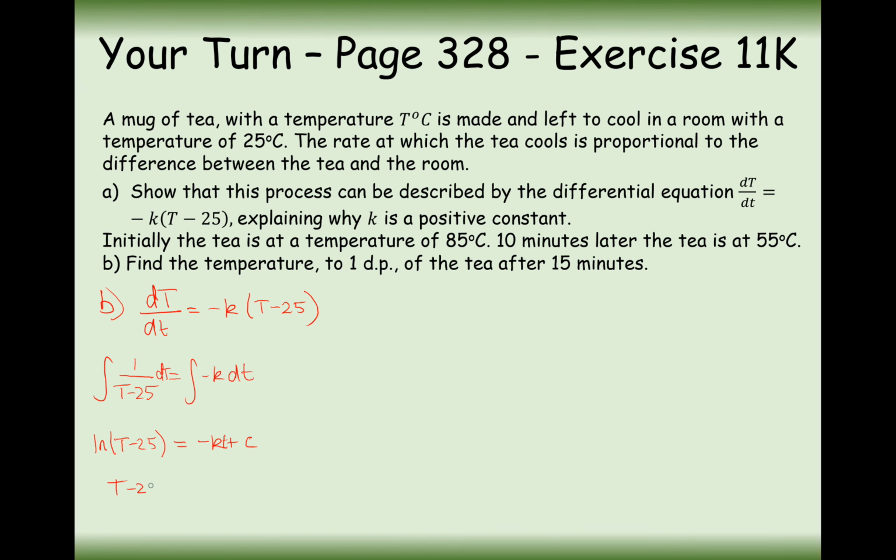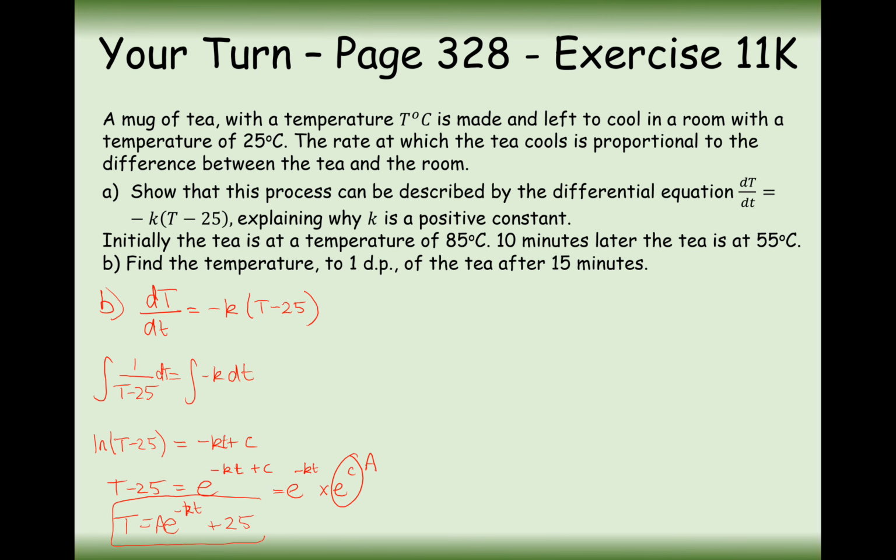Then we're going to have T minus 25 equals e to the minus kt plus c. And then we're going to write this whole term as e to the minus kt times e to the c by splitting up the indices here. We're going to write e to the c as the value A. So we're going to have T equals e to the minus kt times A at the front, and then plus 25 afterwards.